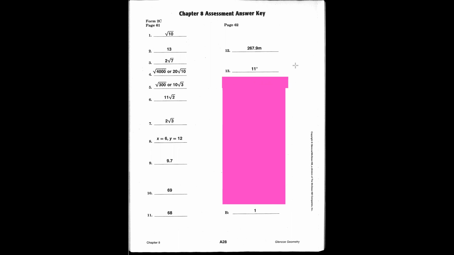1 was square root of 10. 2 was 13. 3 was 2 radical 7. 4 was square root of 4,000 or 20 square root of 10. 5 was square root of 300 or 10 square root of 3. 6 was 11 radical 2. 7 was 2 radical 3. 8 was x equals 6, y was 12. And 9 was 9.7. 10 was 69. 11 was 68. 12 was 267.9, and 13 was 11 degrees. And then B, the bonus, was 1.